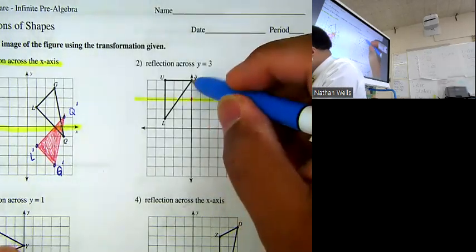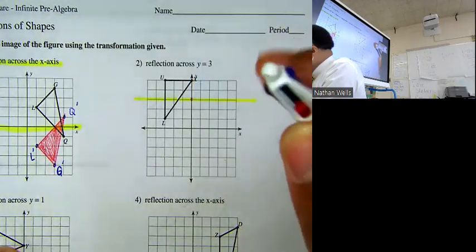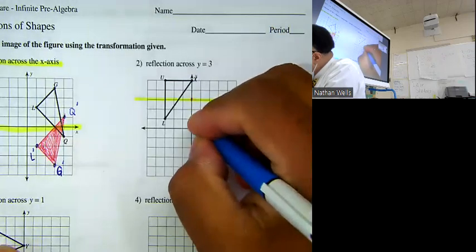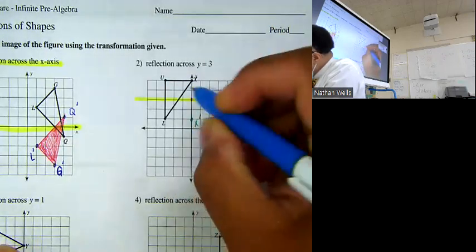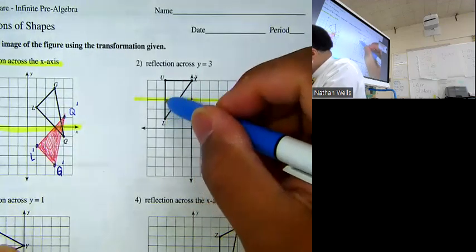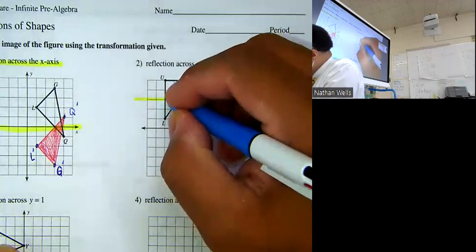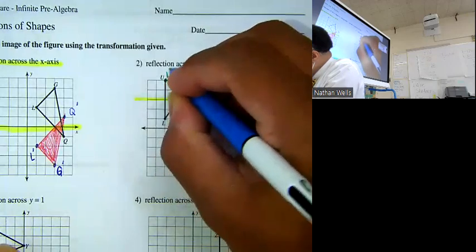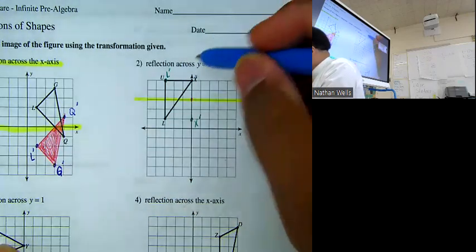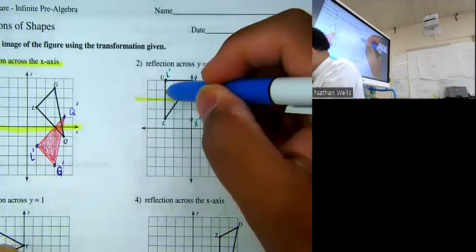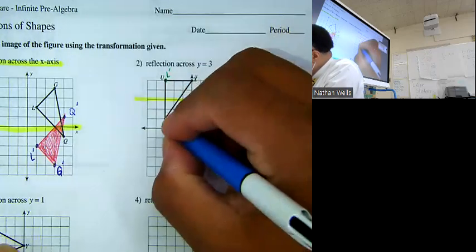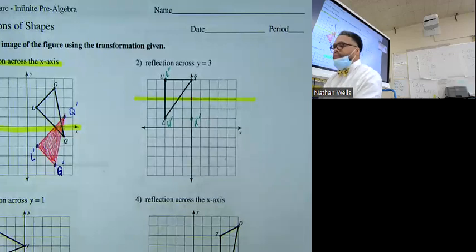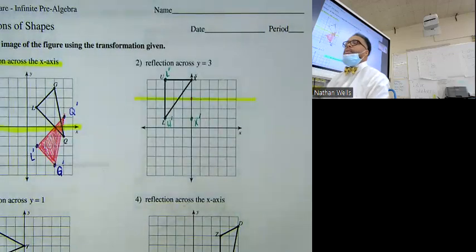So here we go. That's X. X is 2 away. So I count 2 to the opposite side and plot a point. That's my X prime. L is 1, 2 away from y equal to 3. So L prime will be 1, 2 on the opposite side. So the original U becomes L prime. And then U is 1, 2 away, and I count 2 to the opposite side. L becomes U prime. So I have all of my prime points plotted.